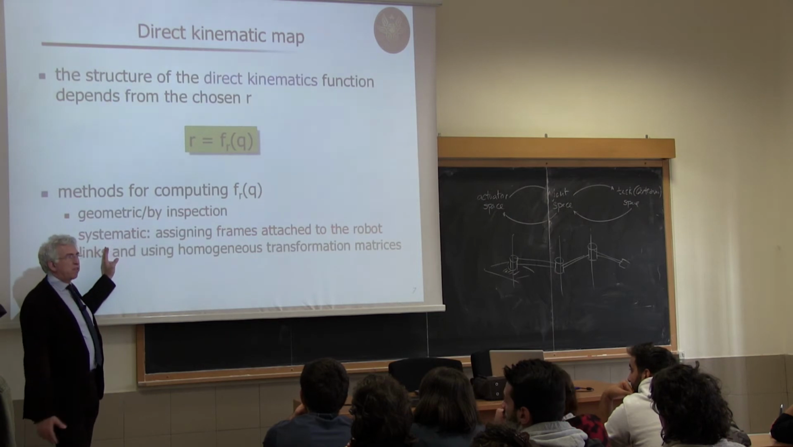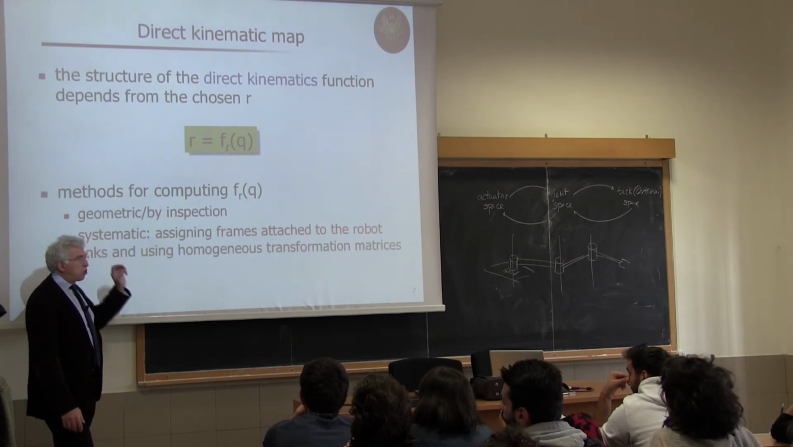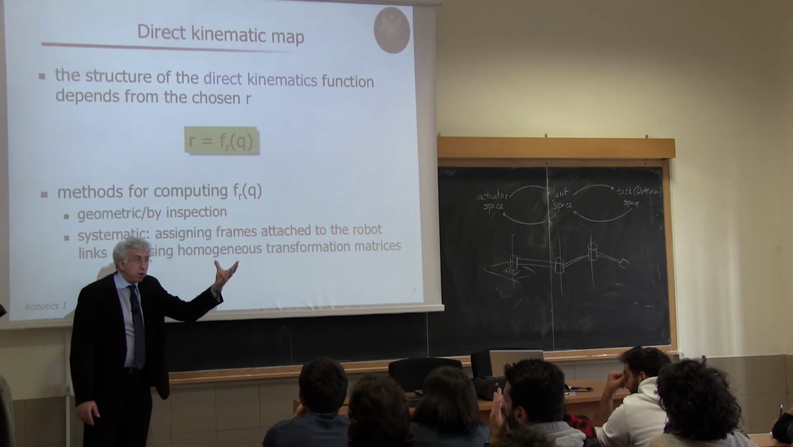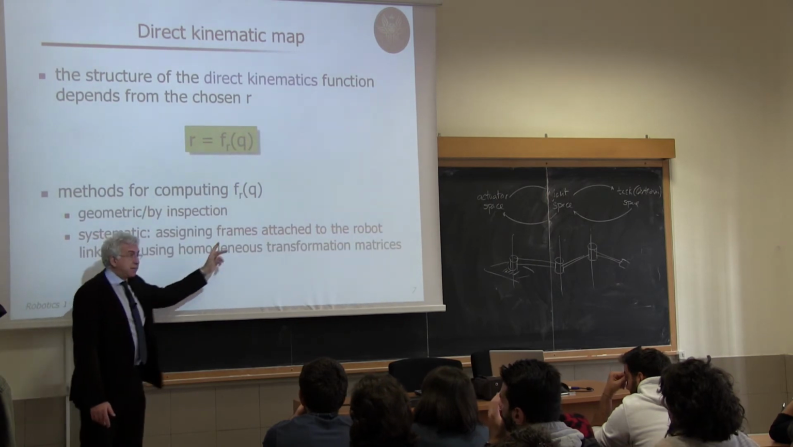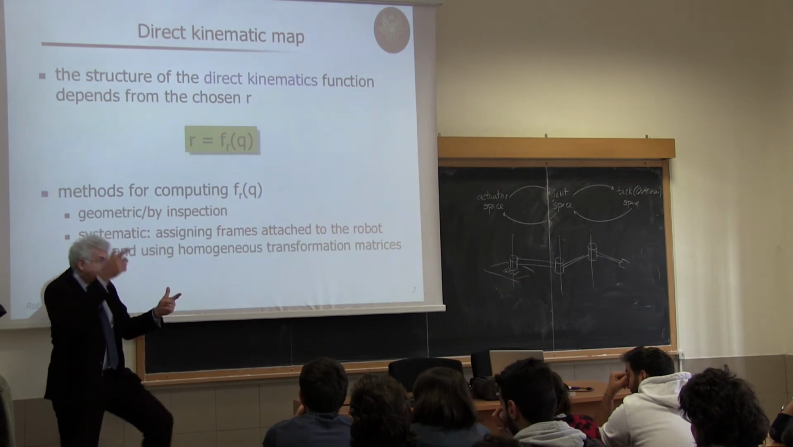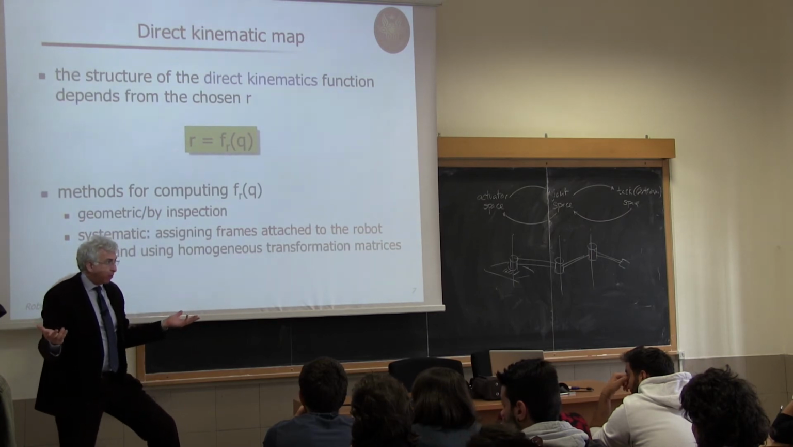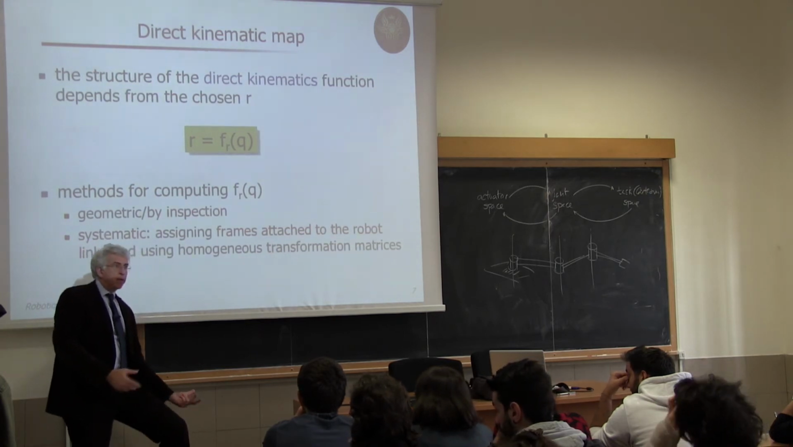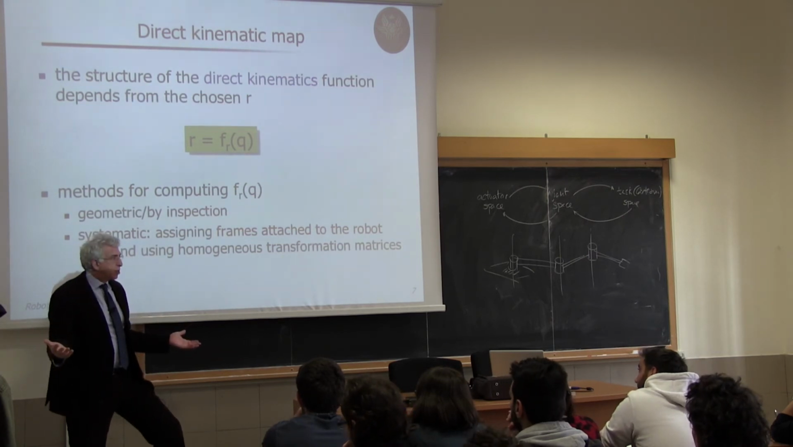There are some of them, but one is the more common and traditional, which goes through the following steps. For each link, we assign a frame, because a link is a rigid body, and we assign a frame to the rigid body in a special way. And then we connect the position and orientation of this frame to the position and orientation of the frame at the following body. And we do this by a homogeneous transformation matrix, a 4x4 matrix. And then if we concatenate this from the base frame to the end effector frame, I have the direct kinematics as a product of homogeneous transformation matrices.